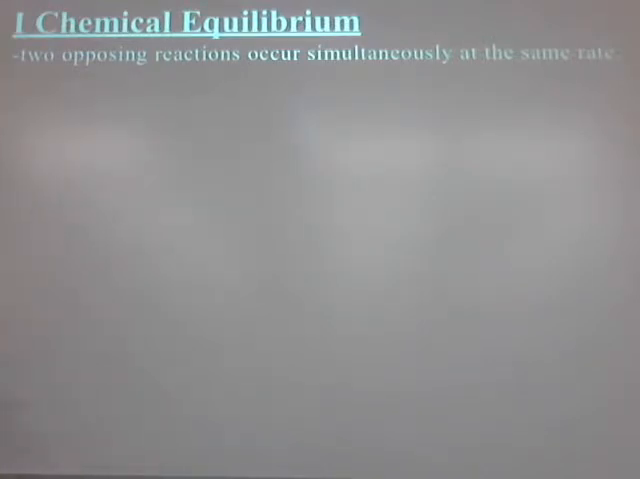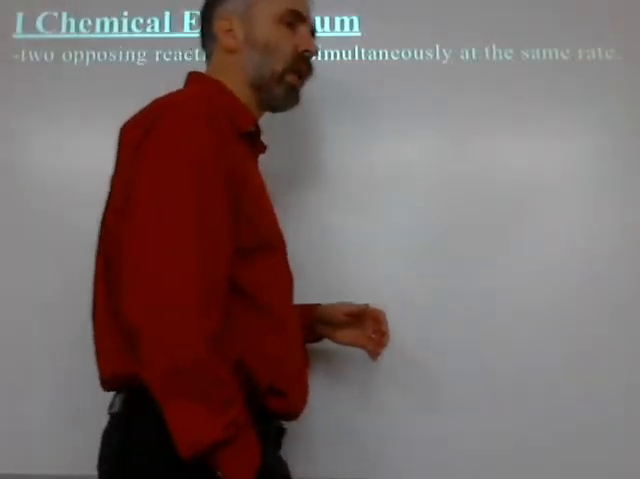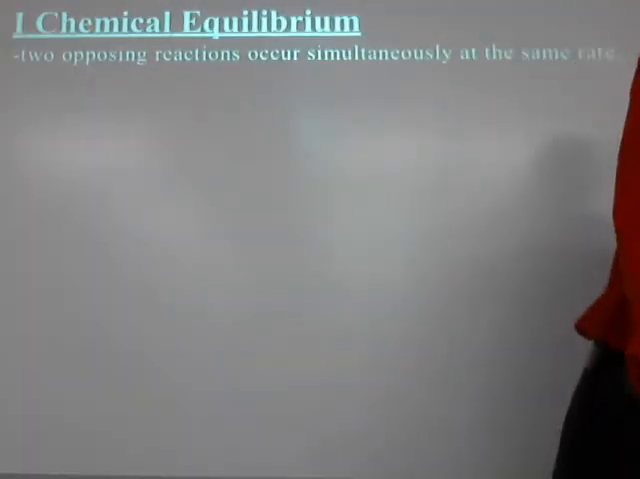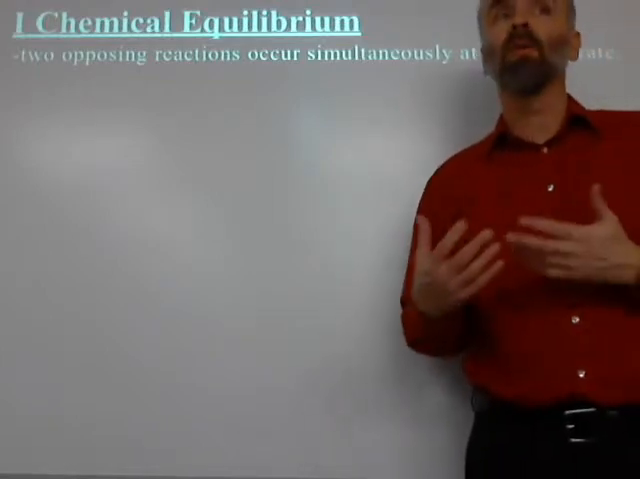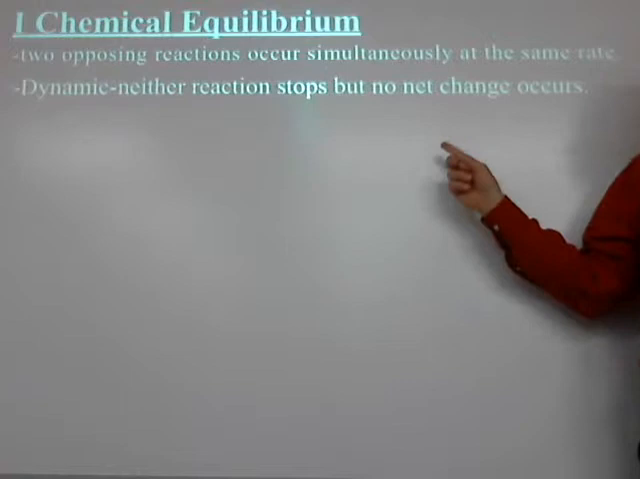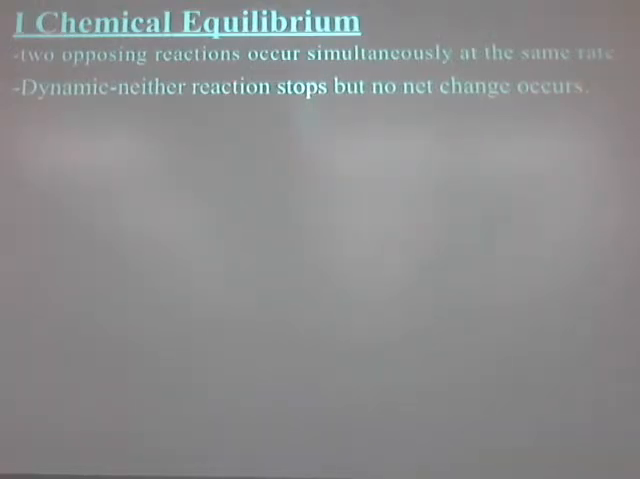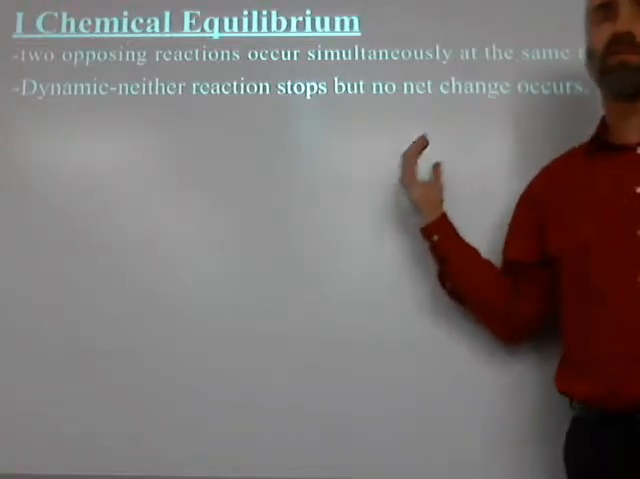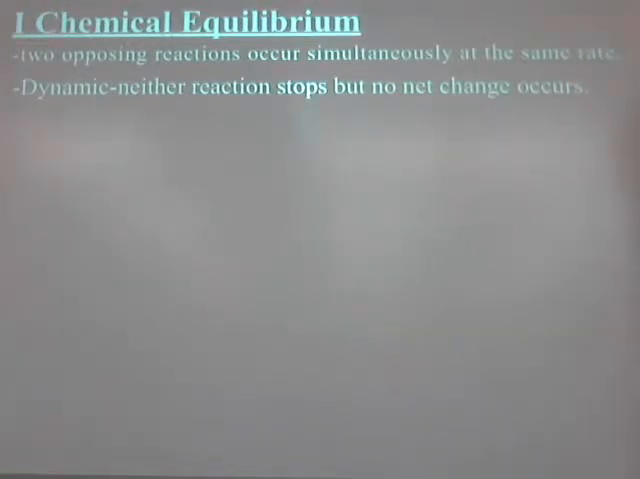Now, one word you like to use here that describes the kind of equilibrium you see in chemical equilibrium is the word dynamic. We don't usually think of it that way; we think of it as meaning like a dynamic personality. Dynamic really just means changing, constantly moving. It's called a dynamic equilibrium because neither reaction actually stops. Both reactions are happening, but there's no net change.